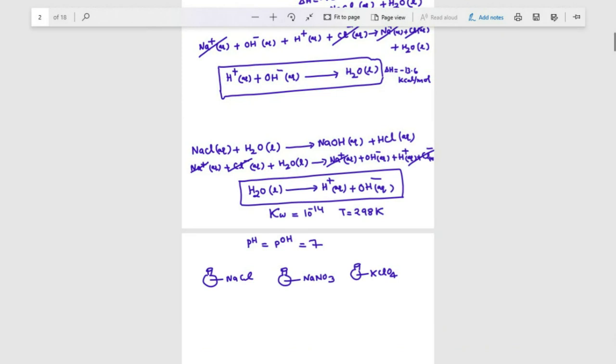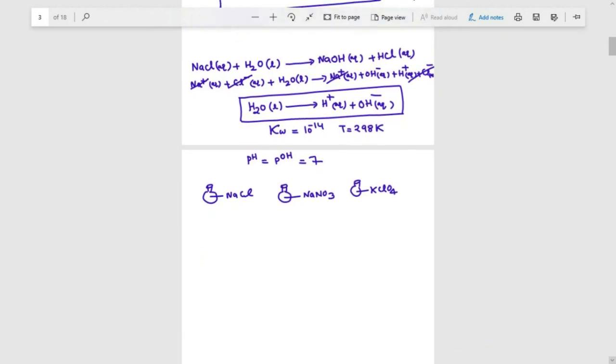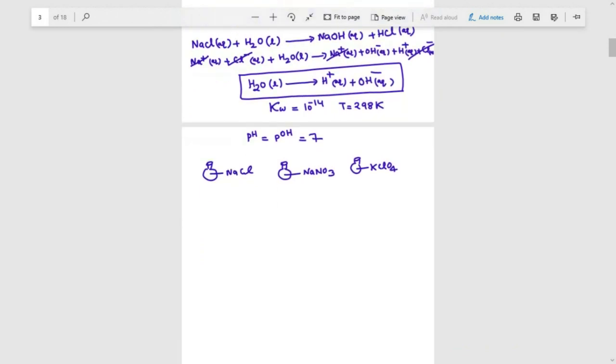So any solution of salt of strong acid and strong base at 298 Kelvin in water, the pH will be 7, right? So whenever we are saying salt of strong acid and strong base, they are not reacting with water, because suppose if I am saying that Na plus will react with water, what will it form? It will take OH minus to form NaOH, and NaOH is a strong base. It will again dissociate, so it will not take OH minus from water.